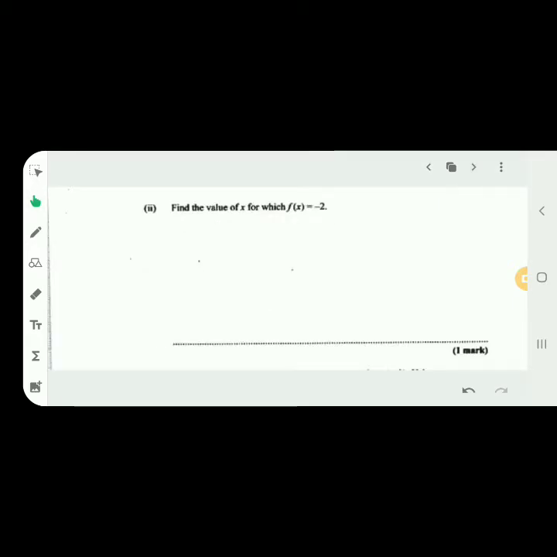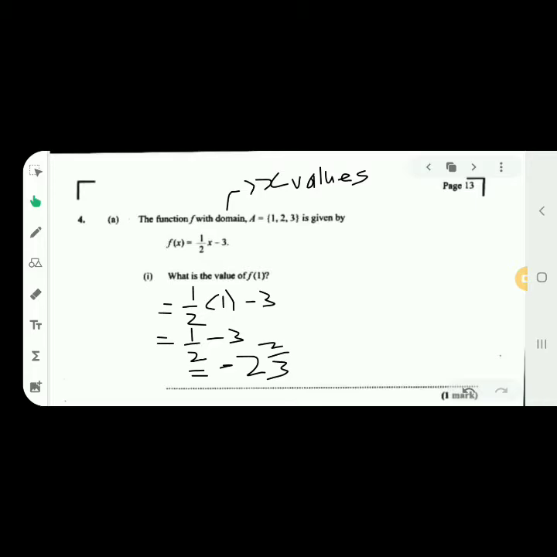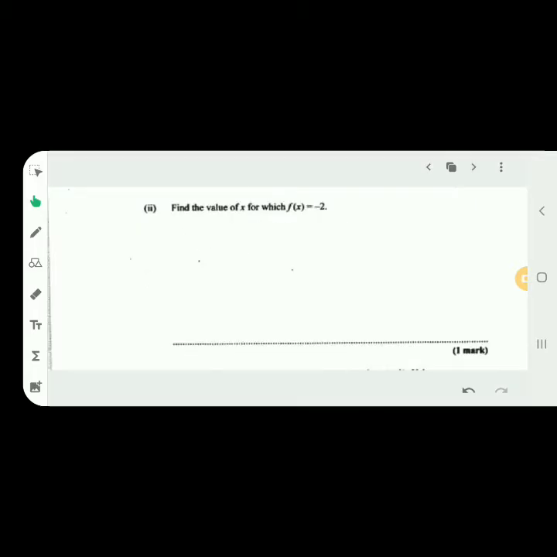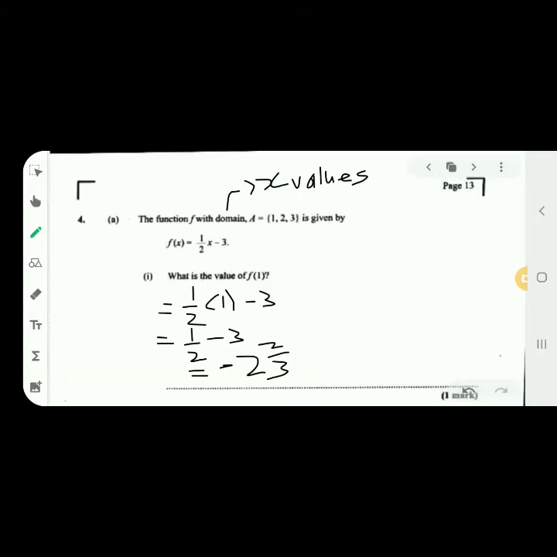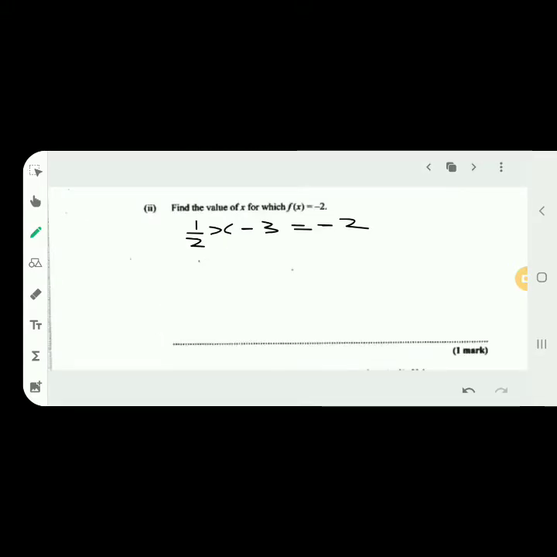Next, question 2 says find the value of x for which f of x is equal to negative 2. So they say f of x is equal to negative 2. If we go back to the original question, it tells us that f of x is equal to a half x minus 3. So what you're going to do for that question is make a half x minus 3 equal to negative 2. Right? So f of x is a half x minus 3, and you're going to make that equal to negative 2.